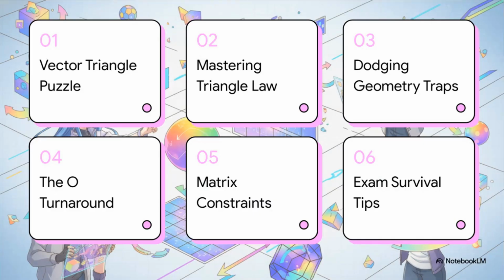Okay, let's take a super quick look at our roadmap. We're kicking things off with a boss-level puzzle, the vector triangle. Then, we'll master the triangle law, dodge some serious geometry traps, and learn a little trick I call the O turnaround. After that, we'll pivot over to matrix constraints and finally wrap up with some rapid-fire survival tips. 6 steps, 1 solid blueprint.